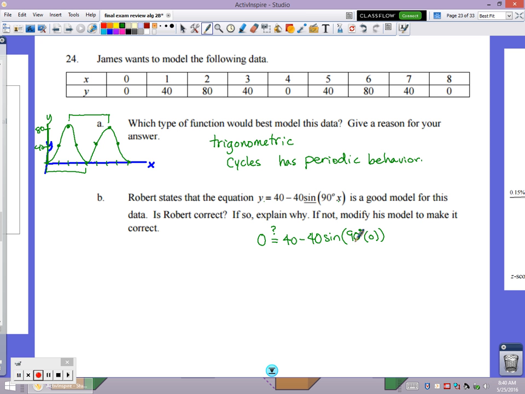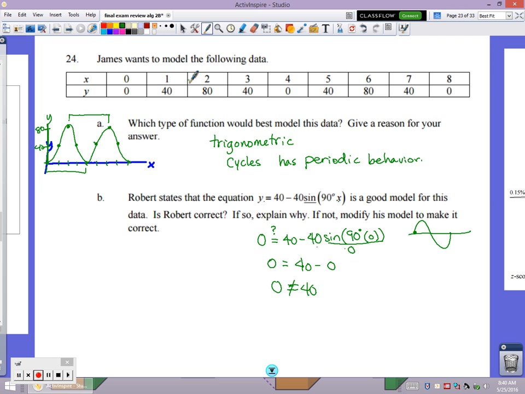Okay, so 0 times 90 is 0. All right, what's sine of 0? If I think about sine, it goes like this. At 0, sine is 0. So here, this whole sine of 0 degrees is 0. So now we have 40 times 0. Well, that's all 0. 40 minus 0 is still 40. So here we have 0 equals 40. Is that a true statement? Oh goodness, no it's not. That is not true. So this is not a good model for that.